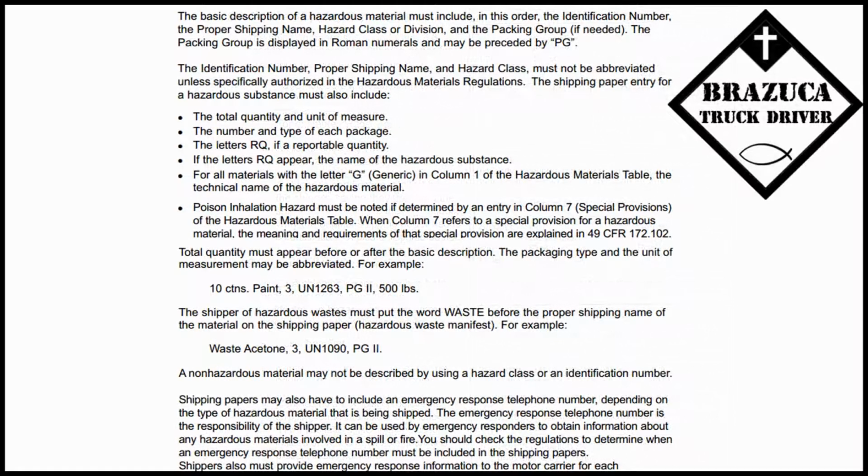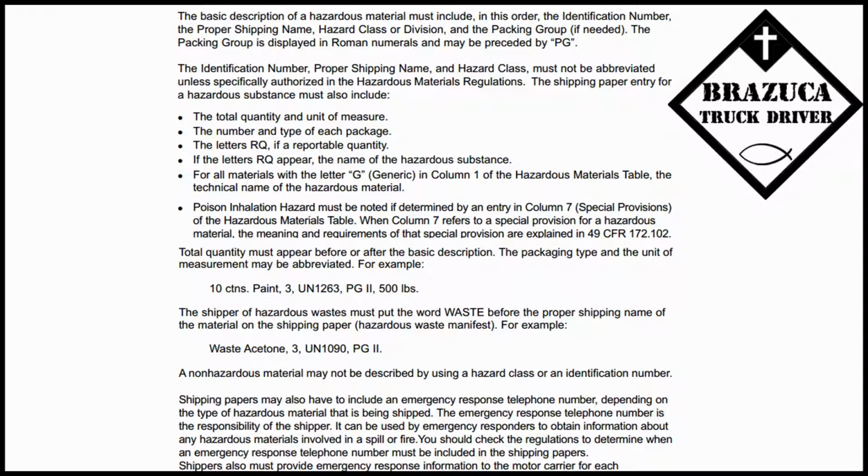The basic description of a hazardous material must include, in this order, identification number, the proper shipping name, hazard class or division, and packing group if needed. The packing group is displayed in Roman numerals and may be preceded by PG. The identification number, proper shipping name, and hazard class must not be abbreviated unless specifically authorized in the hazardous material regulations.